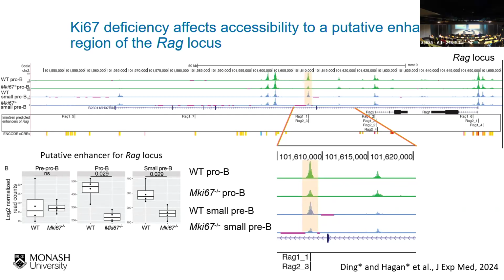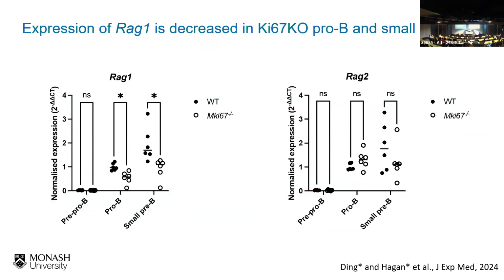So we wanted to validate that, and we did qPCR measuring the RNA expression of Rag1 and Rag2. We found that in pro-B and small pre-B cells, which should express high Rag in those cell stages, the knockout cells have about a twofold decrease in their Rag1 expression, although Rag2 was not affected. So does that actually affect the VDJ rearrangement then?